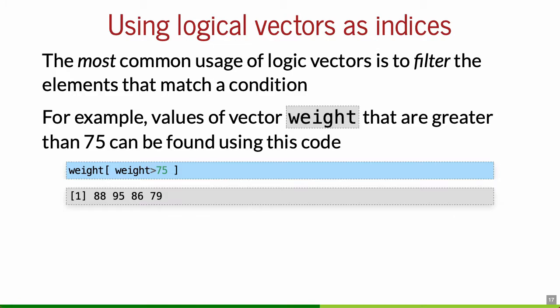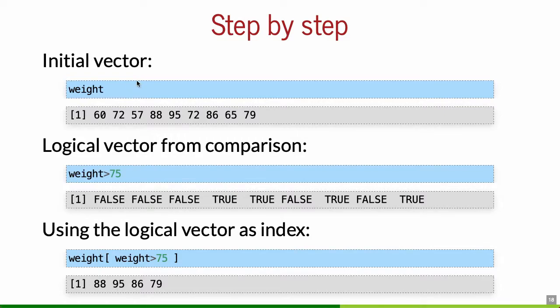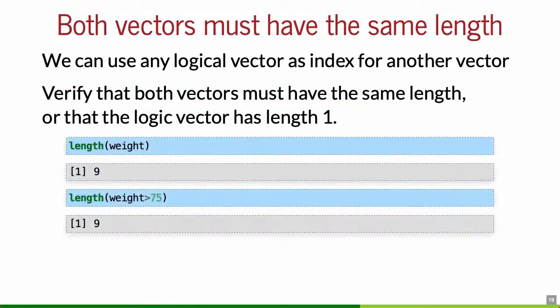For example, the values in the vector weight that are greater than 75 can be obtained with this formula. We can analyze it step by step. We initially have the vector weight, shown here. Then we compare with 75, and as you know, every time we compare two things, we get a logic vector. In this case, it is false when the values are under 75, and true when they are over 75. And then we use this index to look inside the original vector, and we get only the values that are bigger than 75.